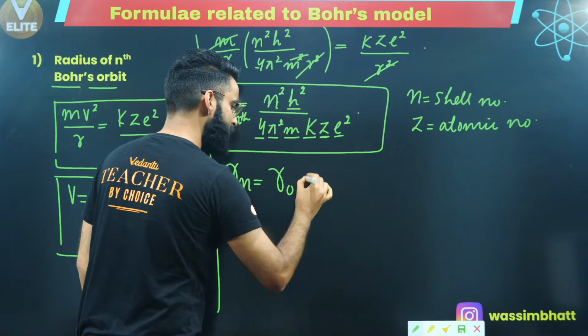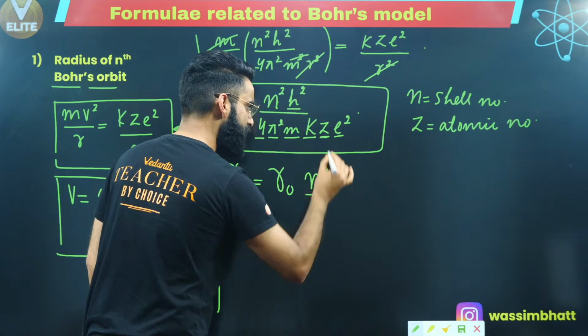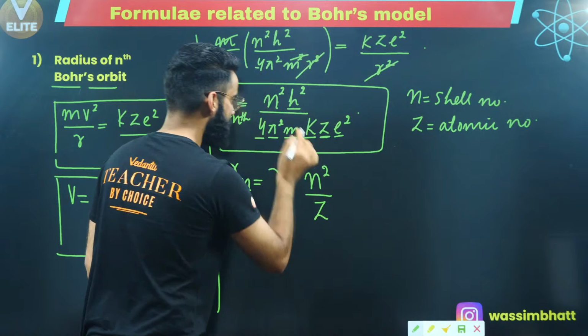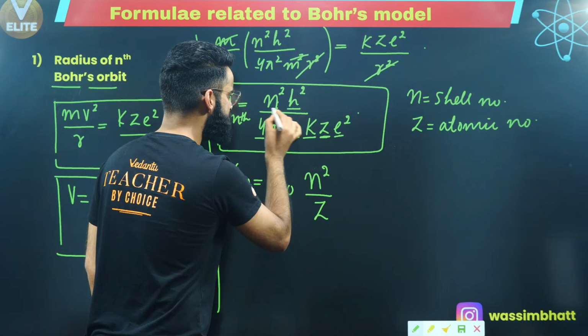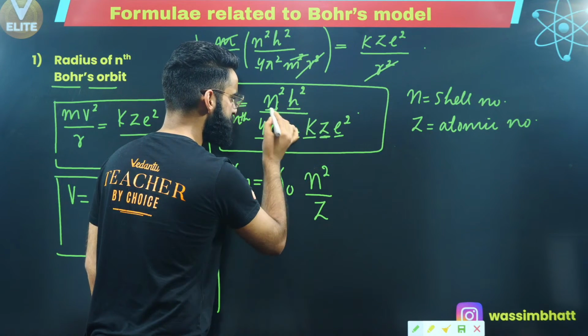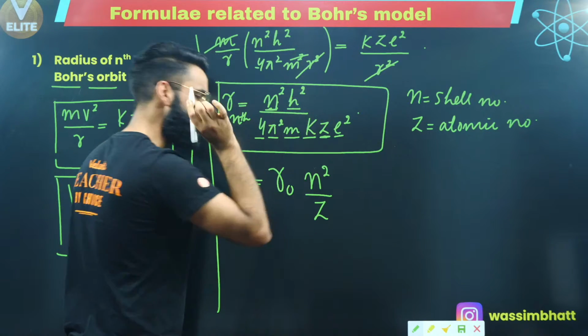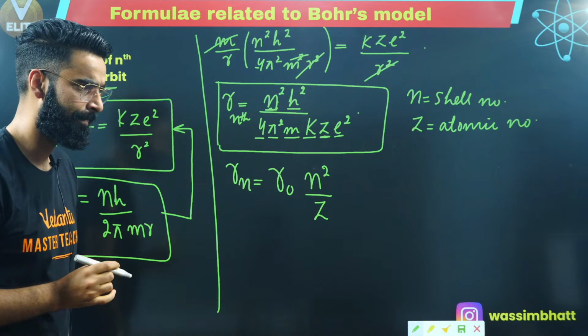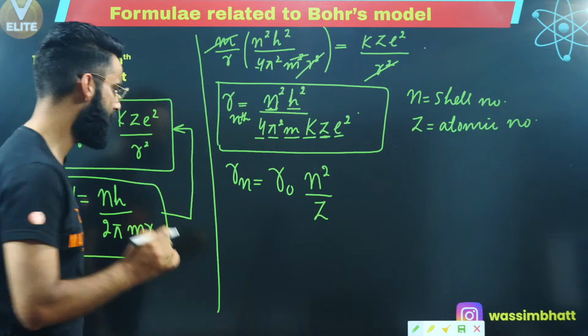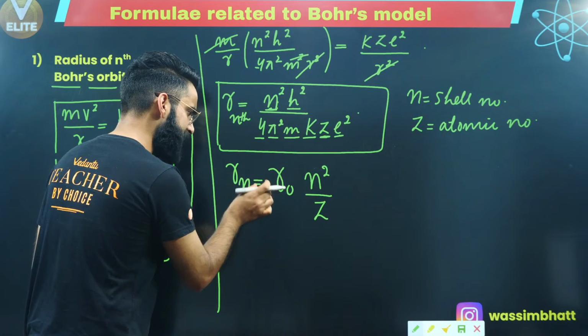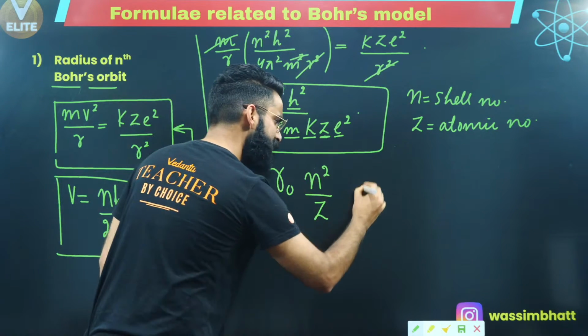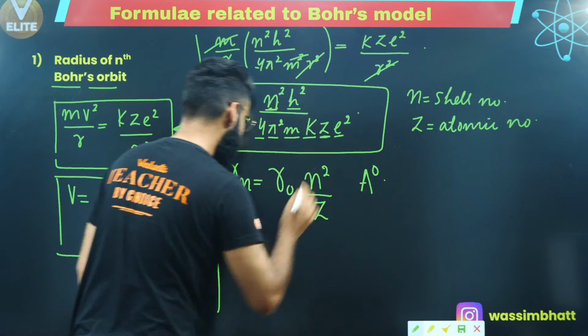And then in the numerator, I've got n square, and in the denominator, I've got this z over here. Because this n and z, only these two terms are variables over here. Rest everything is constant, right? So radius of electron in the nth orbit is equal to r naught n square upon z, and this is something which I'm writing the unit, which is angstroms.